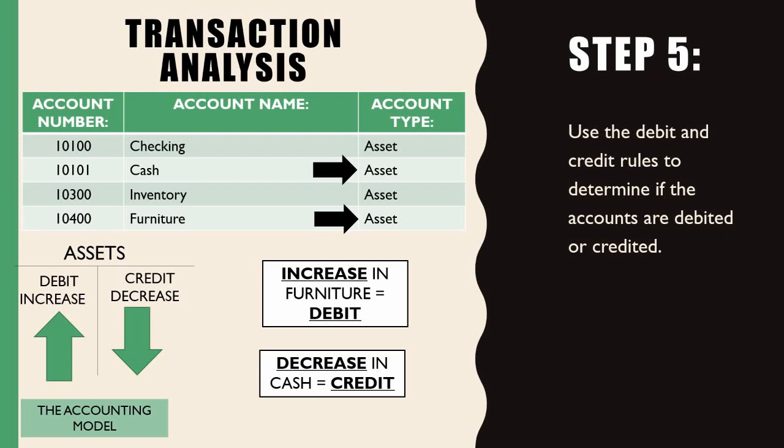And how do I decrease an asset? With a credit, okay? But on the other hand, I end up buying furniture. So my furniture, which is a fixed asset, since I increased my fixed asset, that means I must have debited my account. So right there, I know exactly what I did. I have a debit for my furniture and I have a credit to my cash account, okay?